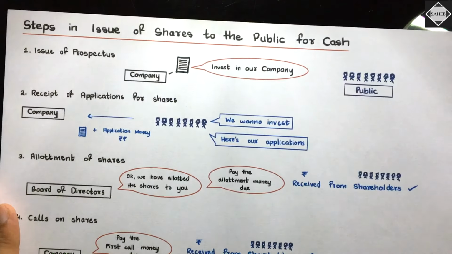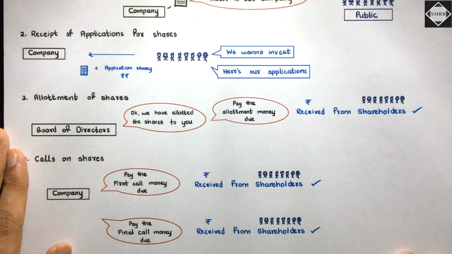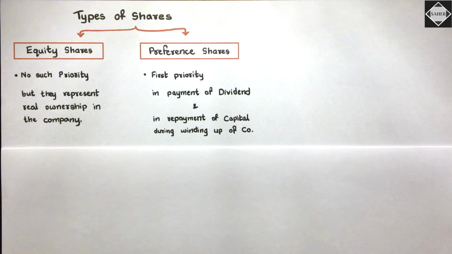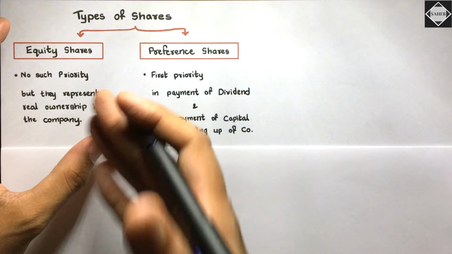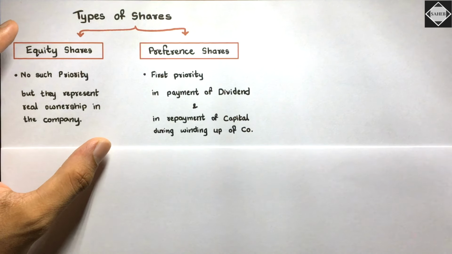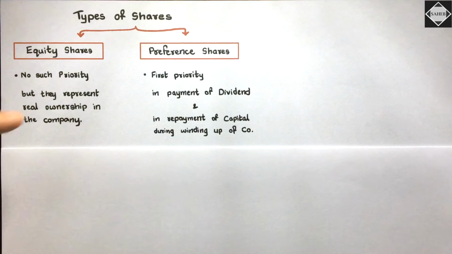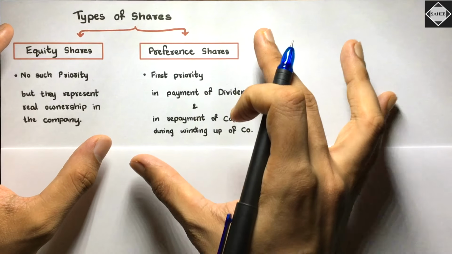Is that clear? So you understood how the IPO happens. Yeah, the steps you understood, right? Simple and straightforward. Now let's just move on to the two different types of shares. Okay. Now let's understand the two different types of shares that are there in the company. The first is equity shares, which we have been talking about since beginning of this video, which are the main shares of the company. They represent real ownership in the company. Whereas preference shares are something else.